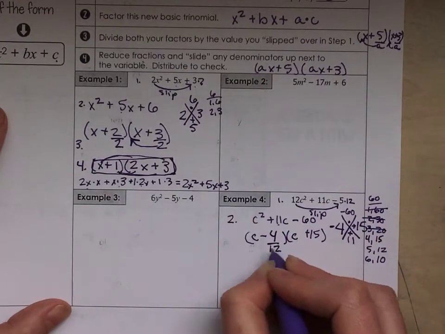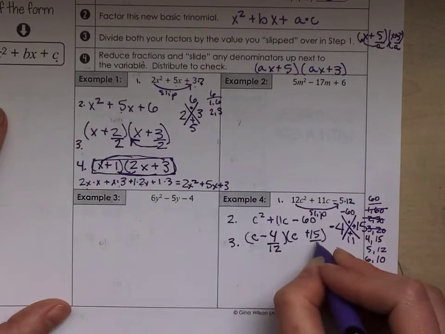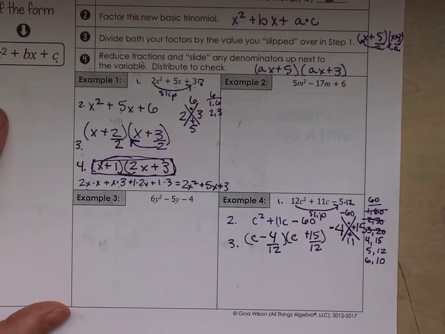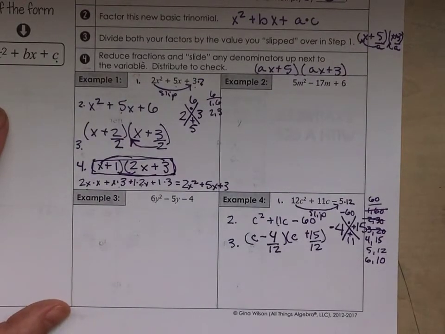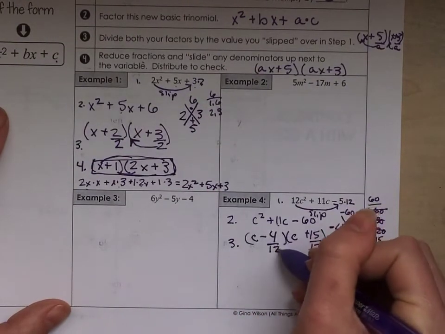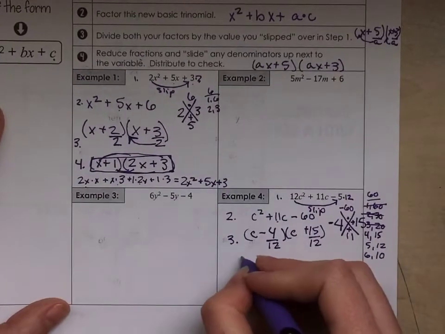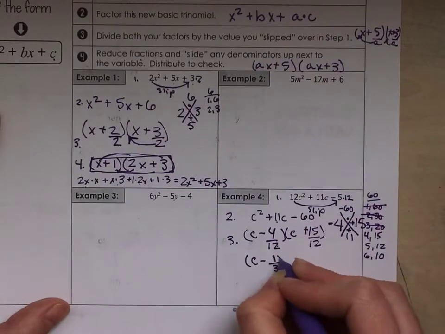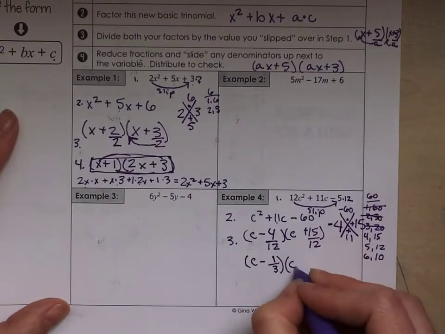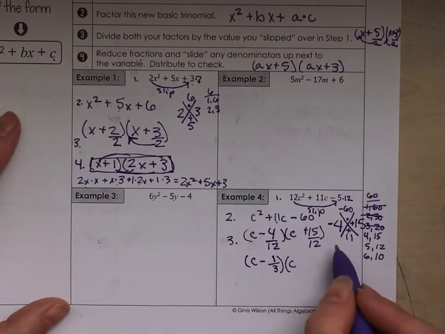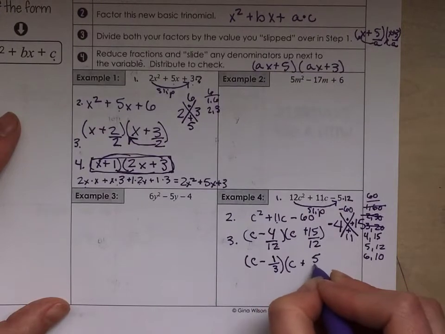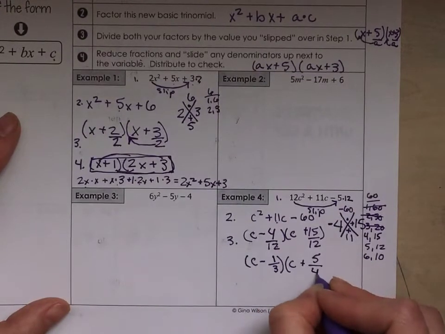I would need to divide, step 3, divide both of these by 12. Now, I might not be able to take a perfect number out of these, but I can reduce these fractions by thinking of the factors. 4 goes into 12 3 times. So I would have c minus 1 over 3. 15 and 12 is a little bit trickier, but they both are divisible by 3. If I take 15 divided by 3, I get 5. 12 divided by 3 would give me 4.